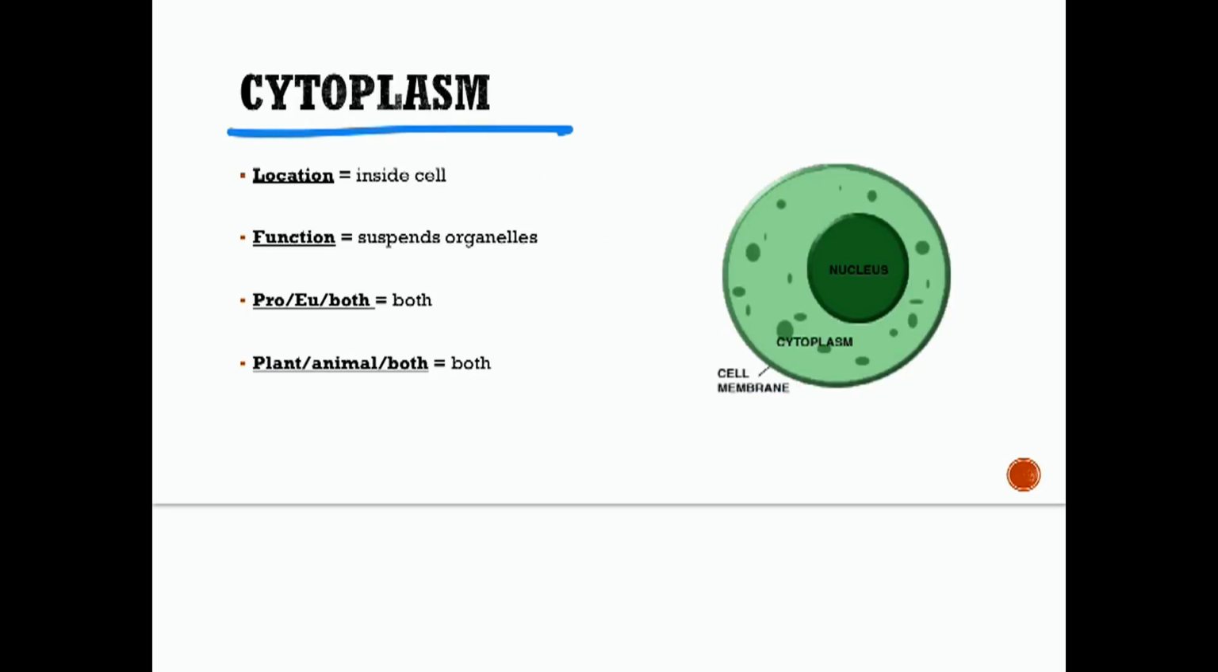The cytoplasm, you'll hear about this a lot. Its location is inside the cell, so it's this lighter green color inside the cell. Its function, it suspends organelles, so it's the watery substance that everything floats in inside the cell. It's going to be in both prokaryotic and eukaryotic cells, in both plant and animal cells.